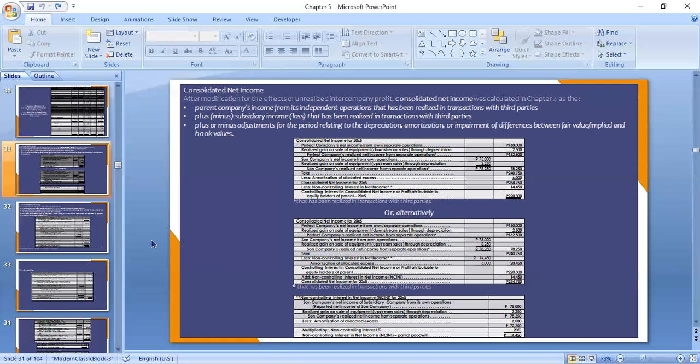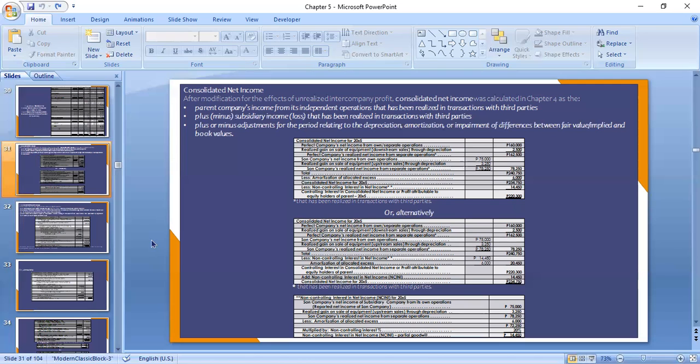Or we have the alternative determination of the consolidated net income, as well as the net income share of the parent. So we have now the alternative solution.